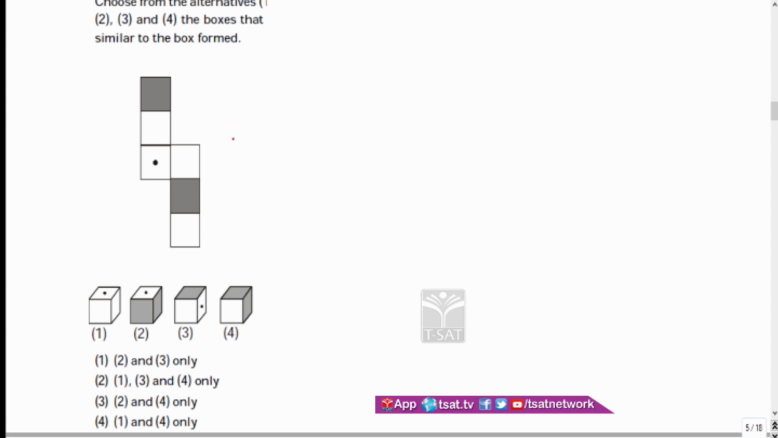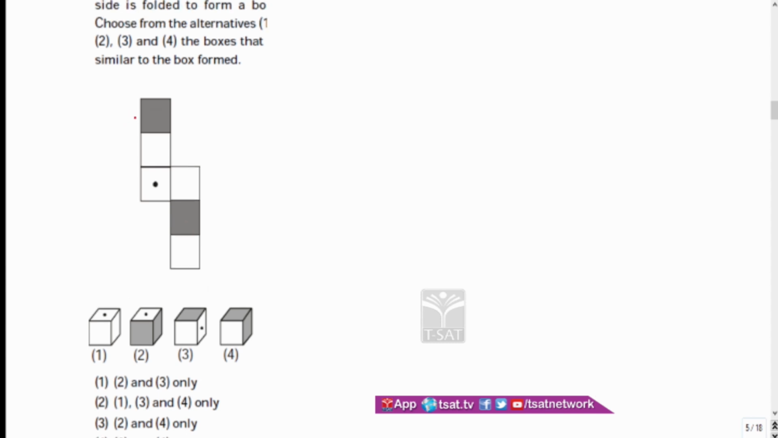So whatever we discussed now, we apply the same logic. That is, these two will be opposite, means the dark and dot will be opposite. In the same way, the white and white will be opposite. Now, this white and dark color will be opposite. So here, the white and dark color both will be opposite. So once we find out the opposites, now we can go to the options to see whether any option is following the rule or not.